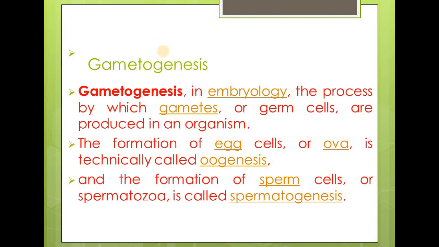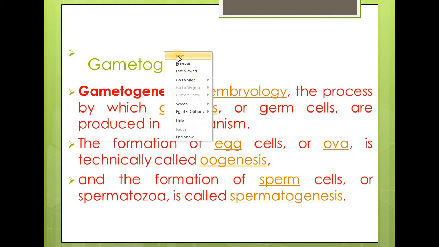Coming to the definition of gametogenesis: in embryology, the process by which the gametes or the germ cells are produced in an organism is called gametogenesis. There are two types of gametogenesis, oogenesis and spermatogenesis. The formation of the egg cells or the ova is called oogenesis, and the formation of the sperm cells or the spermatozoa is called spermatogenesis. This is the basic difference between oogenesis and spermatogenesis.